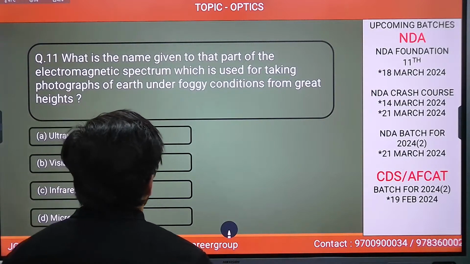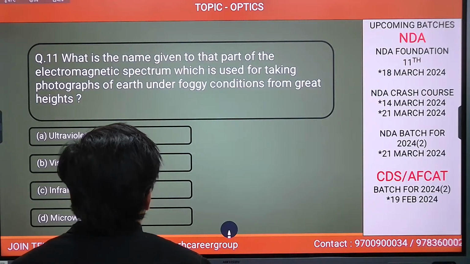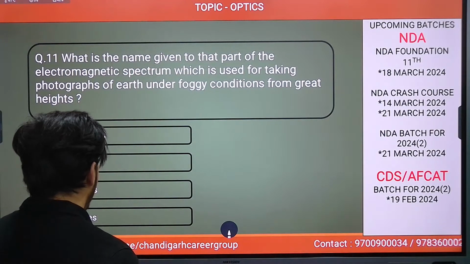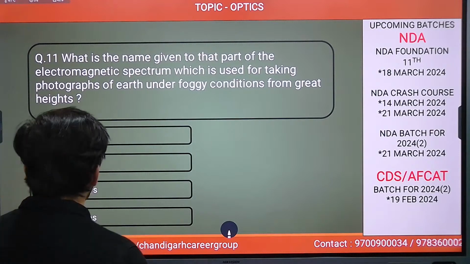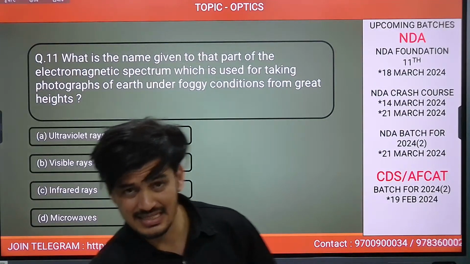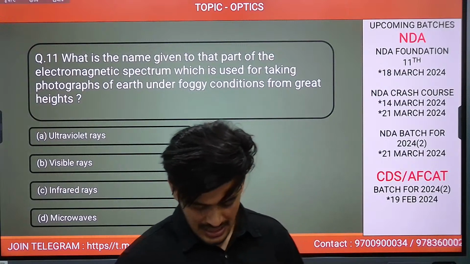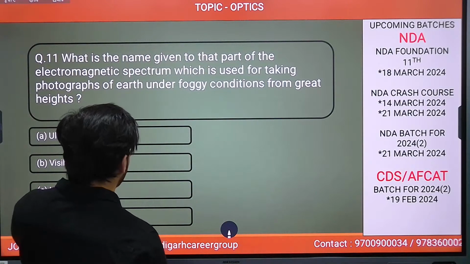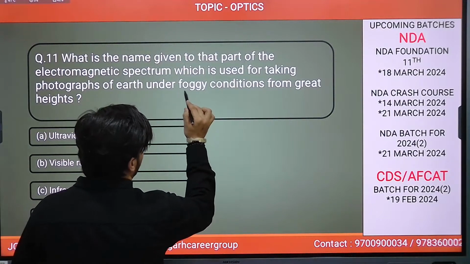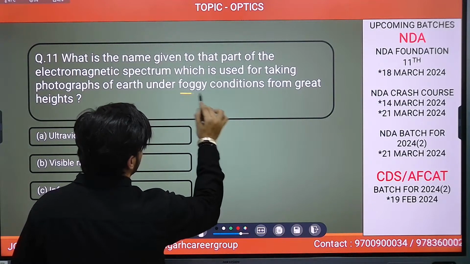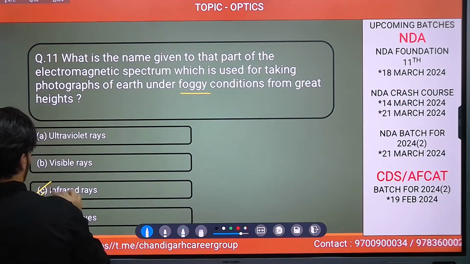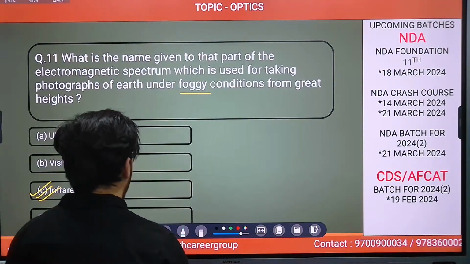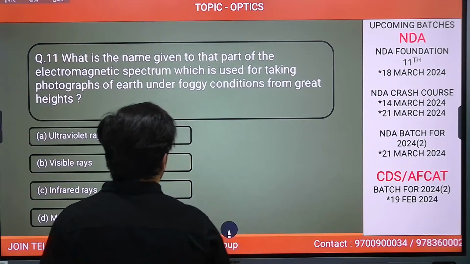What is the name given to that part of the electromagnetic spectrum which is used for taking photographs of earth under foggy condition from a great height? वो कौन सा part है electromagnetic spectrum का which is used to take photographs of earth under foggy condition, कोहरे के टाइम पे, and that is very obvious, it's infrared. Yes, infrared, they have good penetration power so that they could capture even if there is fog.